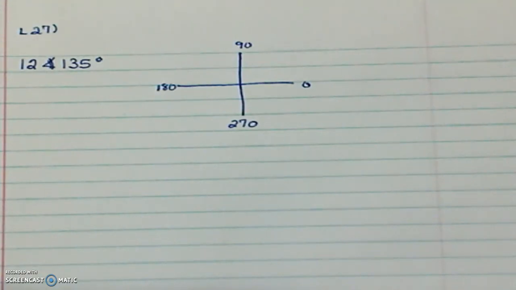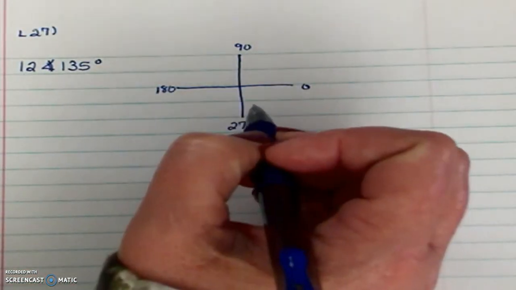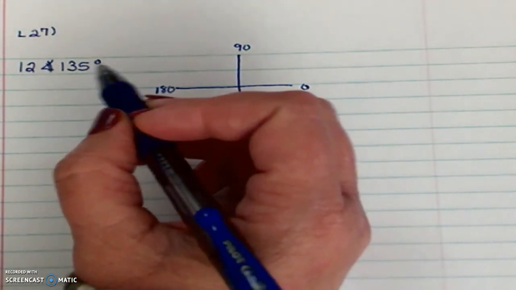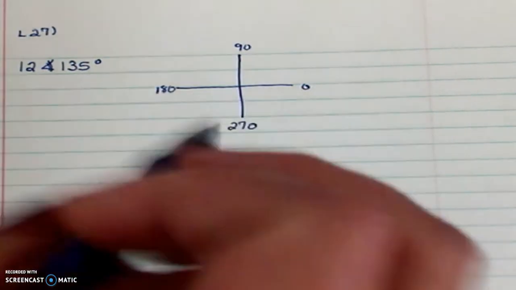Okay, lesson set 20 is going to deal with related angles and signs of trigonometric functions, or trig functions. So the first thing I want to do is just refresh your memory of how to change this polar coordinate format of 12 at an angle measure of 135 into a rectangular coordinate system.